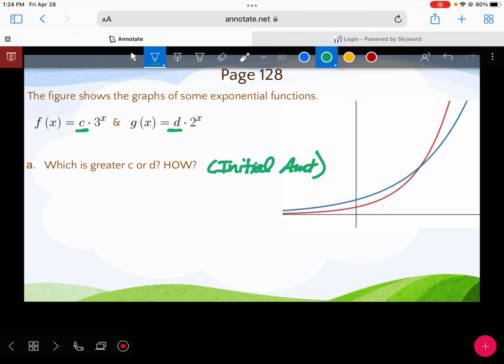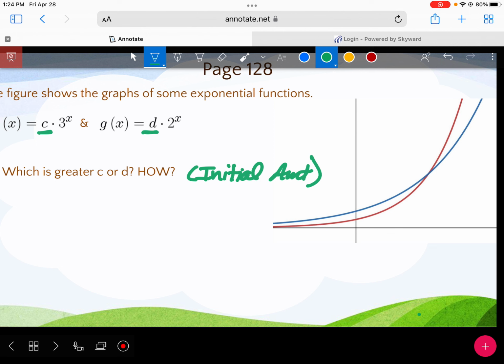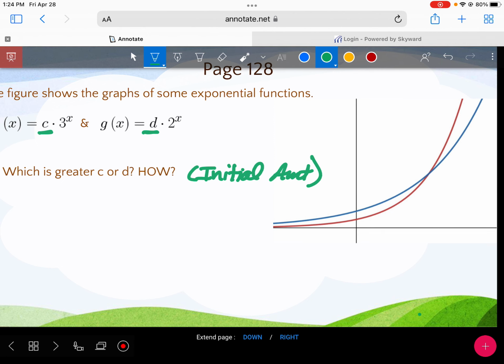Now, I want you just to look at these. There is no calculating. So I need you to visually look at them and think about what they are representing. Okay? One is showing some coefficient times 3 to the x power. One is showing another coefficient times 2 to the x power. When you think about that, which one is going to increase faster?